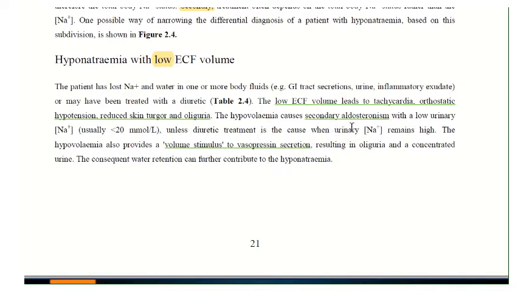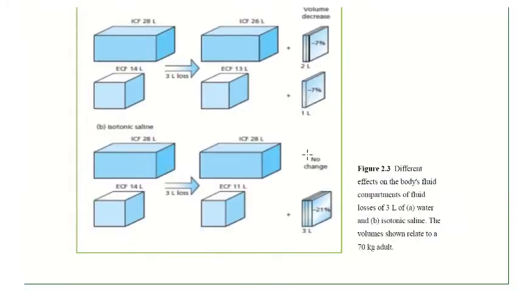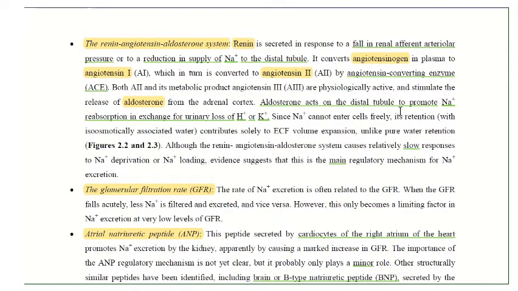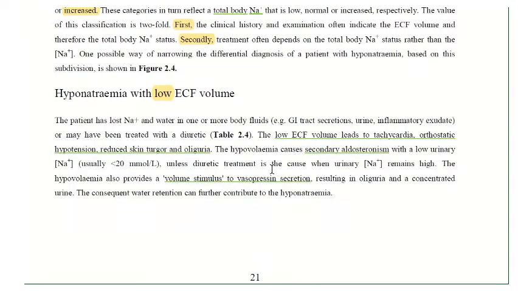إذن إحنا قلنا الالدوستيرون شو يسوي؟ هو يزيد reabsorption للصوديوم من الرينال tubules، تذكرون تكلمنا سابقا عن الألدوستيرون. هنا الألدوستيرون acts on the distal tubule to promote sodium reabsorption. إذن يسوي sodium reabsorption من ال distal tubules بالكلية، إذن راح يصير low urinary sodium usually أقل من 20 مليمول per liter unless ما لم diuretic treatment is the cause. ما لم يكن هناك العلاج بالأدوية المدررات الدايوريتكس هو الكوز. في هذه الحالة when urinary sodium remains high.